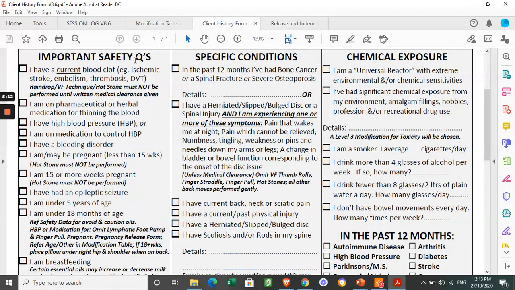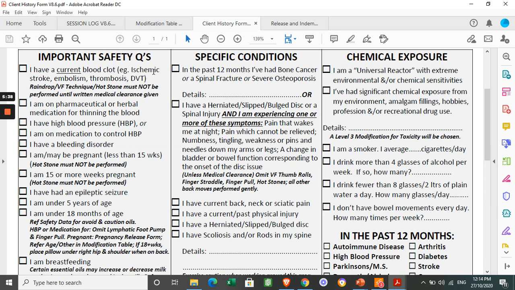So first up, we've got important safety questions. Now, there's a list of questions here that apply regardless of whether you're looking at performing raindrop, VitaFlex technique, or hot stone massage. And the first one is, I have a current blood clot, example, ischemic stroke, embolism, thrombosis, or DVT, which is deep vein thrombosis.